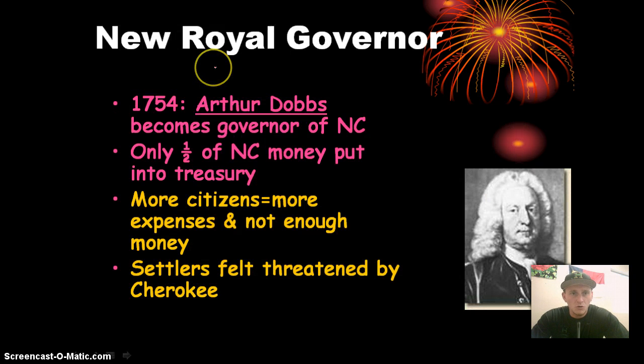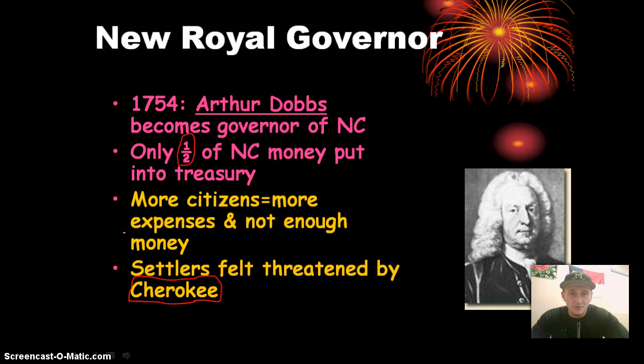All right, there's going to be a new rural governor, Arthur Dobbs. He's going to become governor. He's only going to put half the money where it's supposed to go, which is going to be a major problem to the colonists, which means they're going to be still losing money. So people are still moving to North Carolina from Virginia, mostly from Virginia, but also from Tennessee, Georgia, South Carolina. There's going to be a major problem because North Carolina can have more citizens, which means more expenses and not enough money. All right, and also the Cherokee Indians are still threatening the colonists.